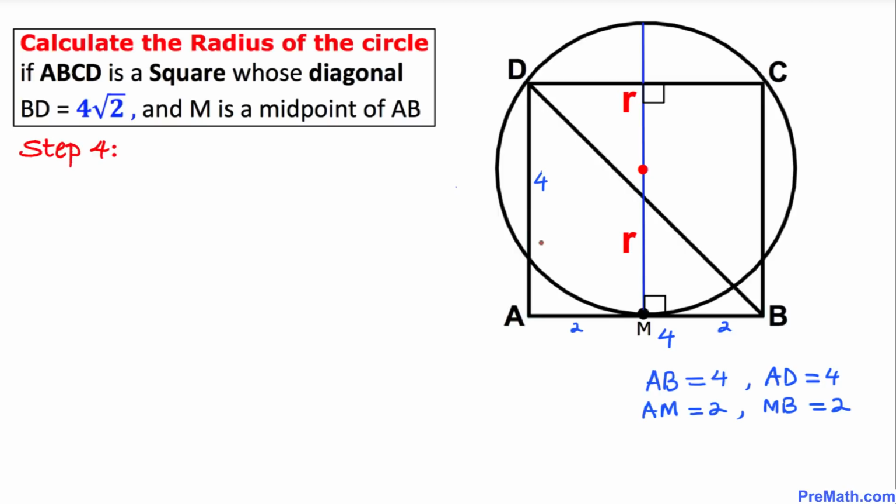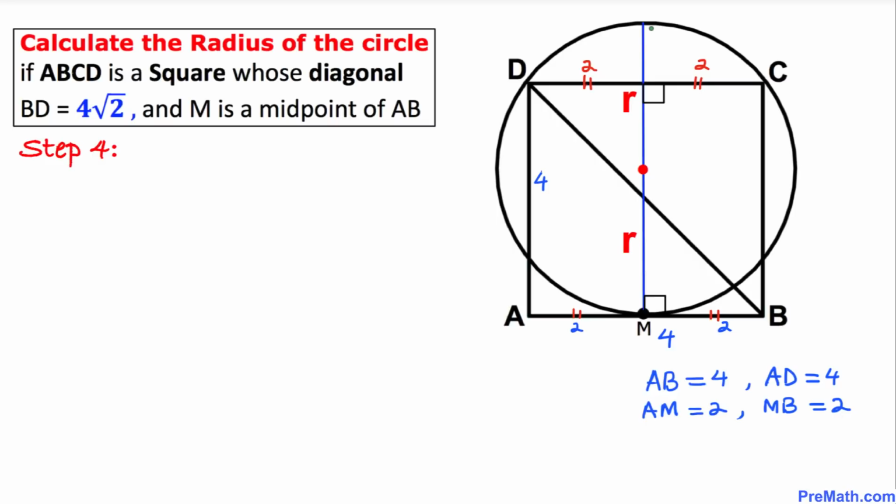And now in this next step, let's focus on this AM, which is 2 over here, and that means this side over here is going to be 2 units as well. And likewise, this MB is 2 over here. That means this side is going to be 2 units as well. Now let's go ahead and find the length of this side. So we want to know that length.